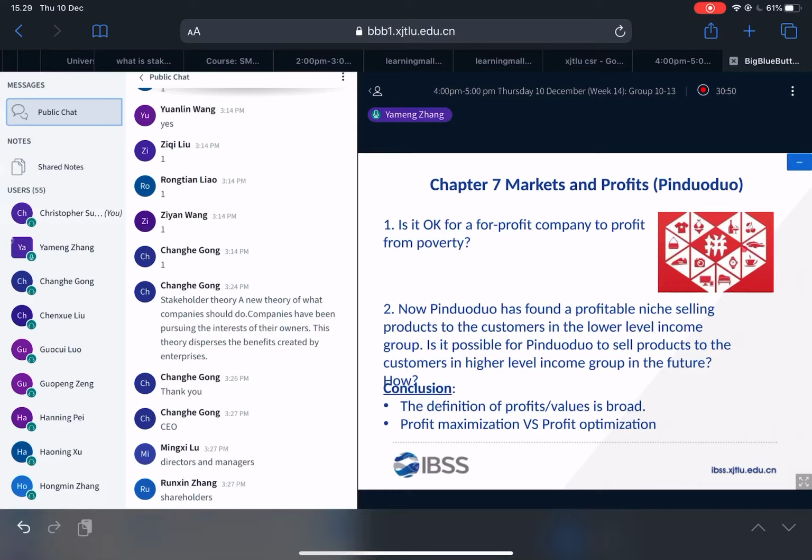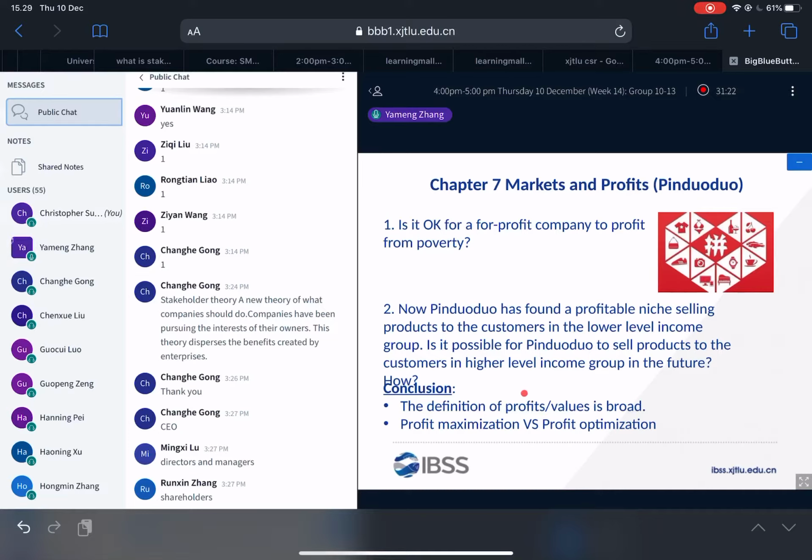When we discussed the Pinduoduo case, we proposed 2 questions for the students. The first one is, is it okay for a for-profit company to profit from poverty? And whether Pinduoduo can change their targeted customers to top-tier city customers in the future. By discussing this case, we hope the students understand that the definition of profits or value is quite broad.